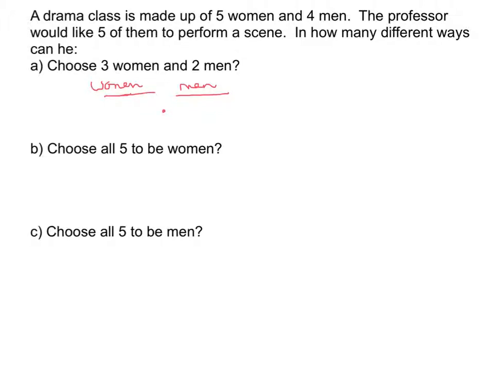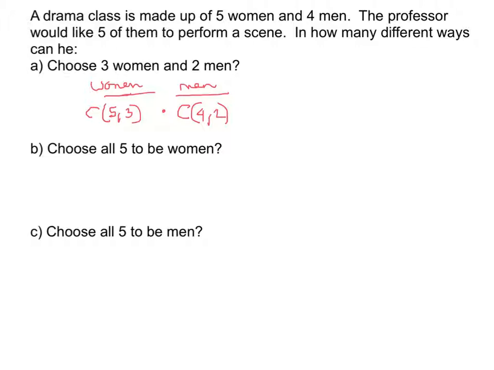So the question is here, how can we choose the 3 women that we need? Well, there are 5 to choose from, and we're picking 3 of those 5. But remember that since the order doesn't matter, this is actually its own combination. And the same goes for the men. Choosing the men is its own combination. And so we have 5 choose 3 times 4 choose 2.